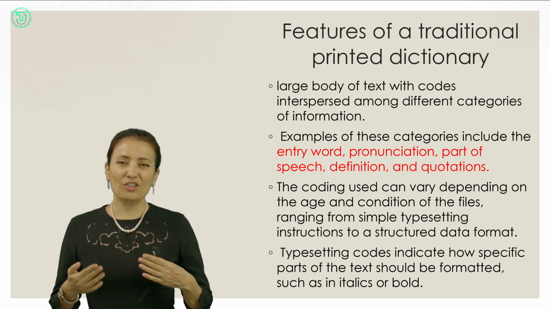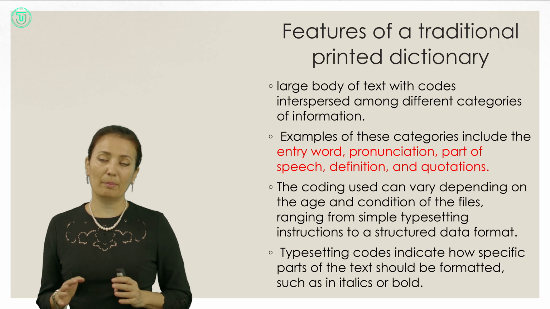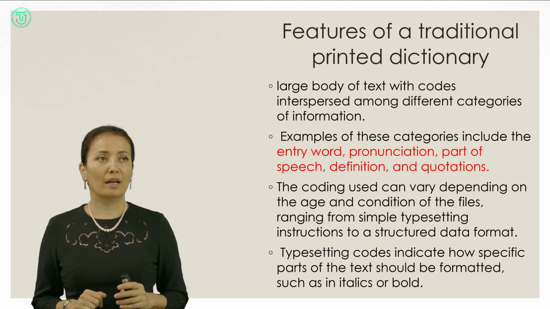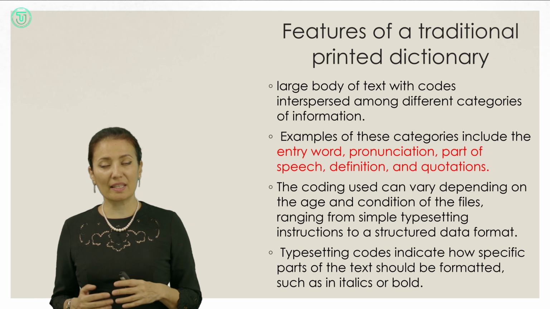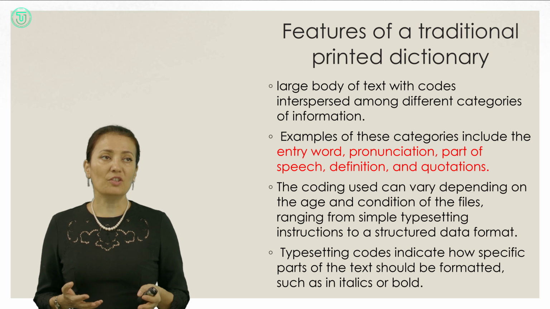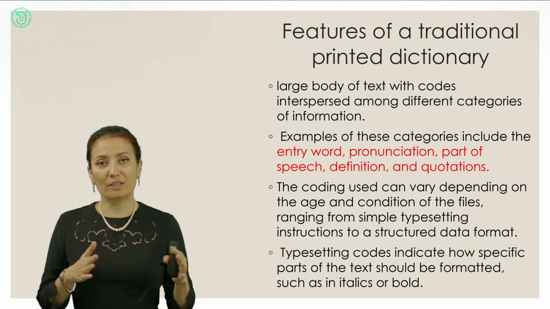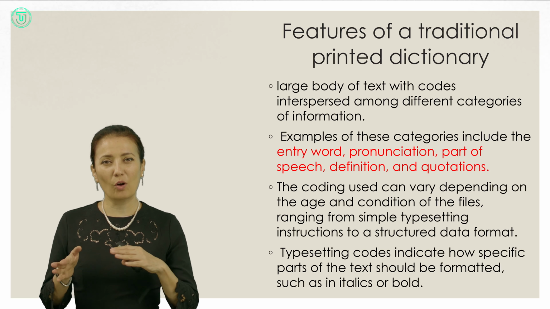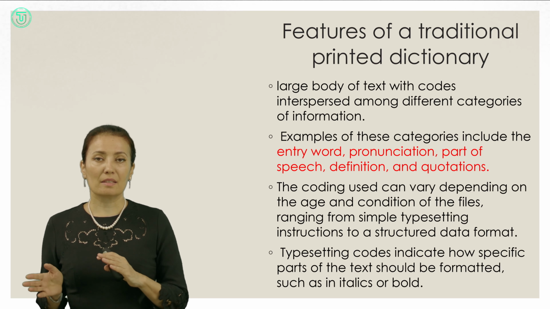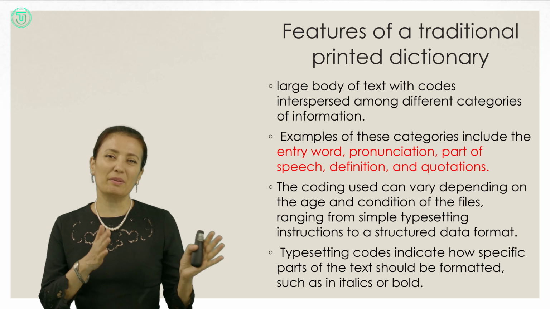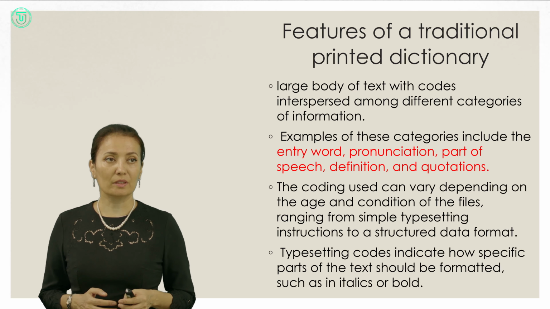So let's just touch upon and reflect on previous lectures and speak about some features of the traditional printed dictionary. We spoke about this in previous lectures: that large body of texts is coded among different categories of information. There was a coding process, for example, part of speech tagging, then some grammatical categories are included, or some phonetical features. They are all included.